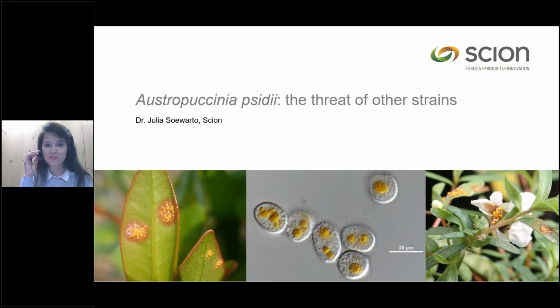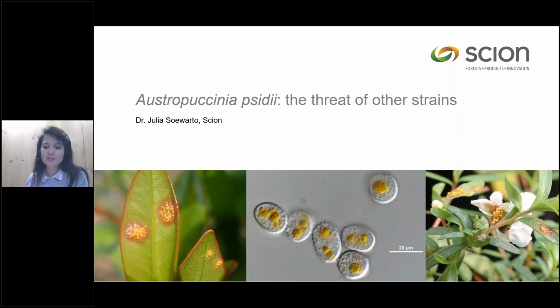So as you said, Renee, I'm a forest pathologist at Scion. I've been working on Myrtle Rust for a few years now, doing my PhD in New Caledonia and my postdoc in New Zealand. I've been mainly working on evaluating how plant diseases are impacting different host species, and on ways to mitigate this impact by using, for example, selection for resistance.